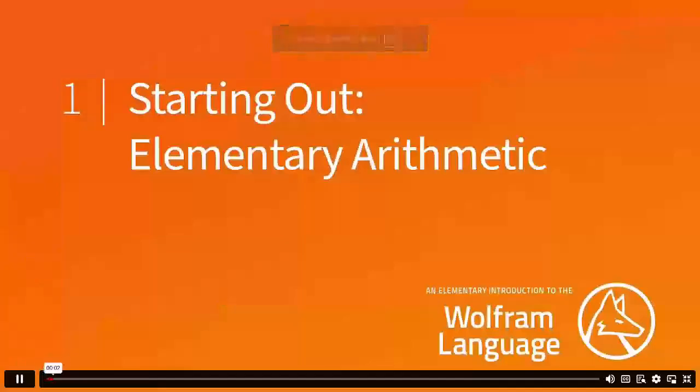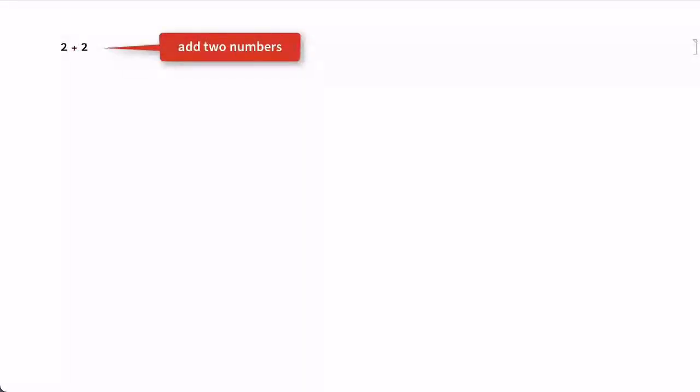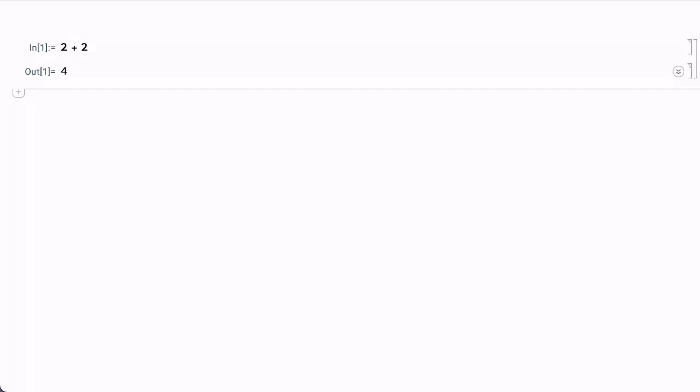First section of an elementary introduction to the Wolfram language describes basically how the Wolfram language operates, starting with elementary arithmetic. This input, for example, represents adding two numbers. On this desktop computer or on the web, the calculation is done by pressing the Enter key while holding down the Shift key. On a mobile device, the calculation is typically done by tapping a button on the screen. The result is displayed below the input.